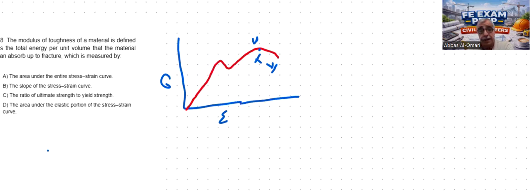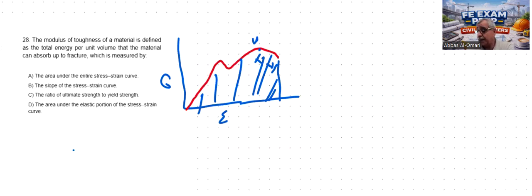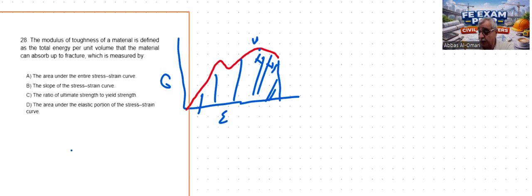And we said that this area is a stress, because this is stress, sigma, and strain is dimensionless, length per length. You multiply both numerator and denominator by length, which is m, so it becomes energy per unit volume. So it is energy per unit volume under the stress-strain diagram until failure. So the area under the entire stress-strain curve, this is the correct answer.